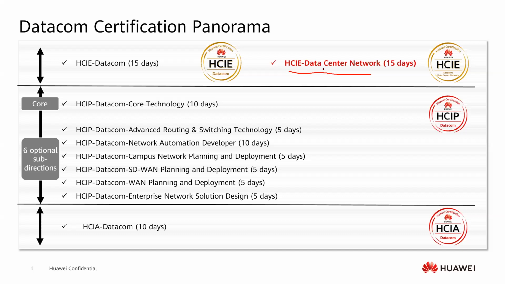The HCIE DCN is one of the Datacom certification series. For the Datacom, I think most of you know we have one HCIE Datacom and 6 sub-directions of the HCIP. For each HCIP, you need to pass the core technology first. We also have one HCIE Datacom certification. And now we will release a new HCIE certification, the HCIE Data Center Network.